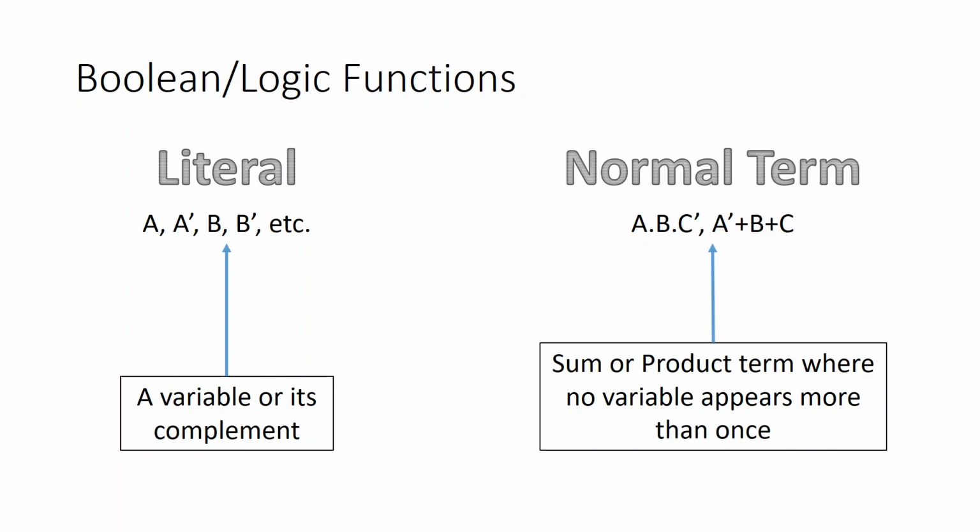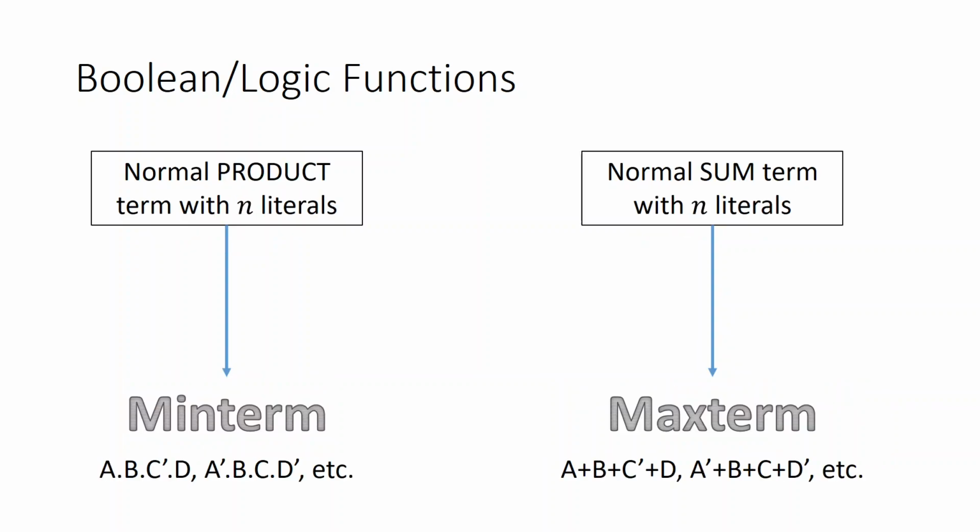So, this is the normal term. Now, when we have a logic function of n variables, then a normal product term with n literals is called a min term. That means the min term will consist of all the literals: a or a dashed, b or b dashed, c or c dashed, d or d dashed.